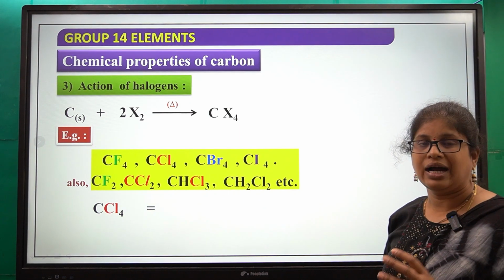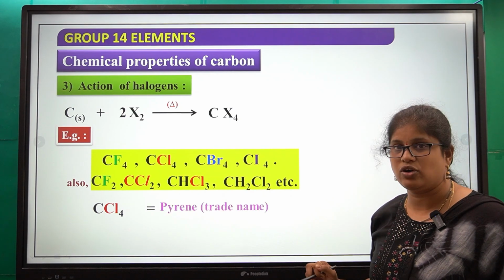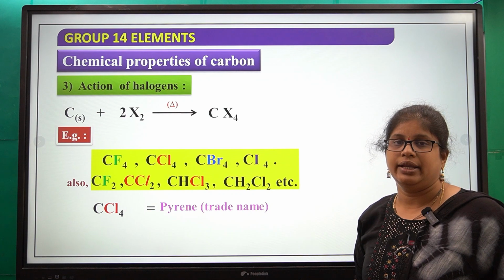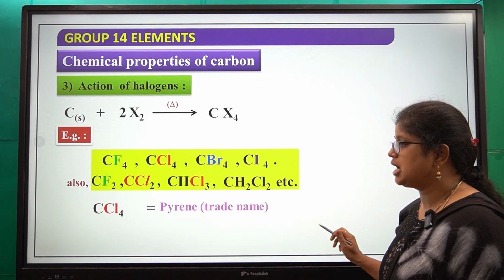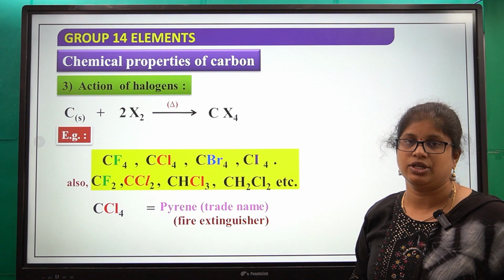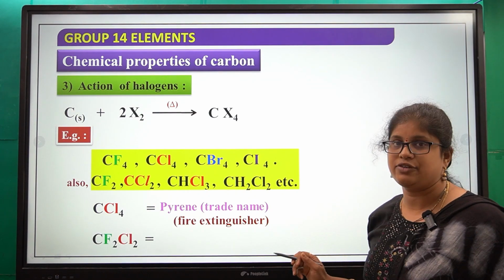Here, carbon tetrachloride is called pyrene. It is the trade name of this compound, and it is used as a fire extinguisher. Carbon tetrachloride is used as a fire extinguisher.